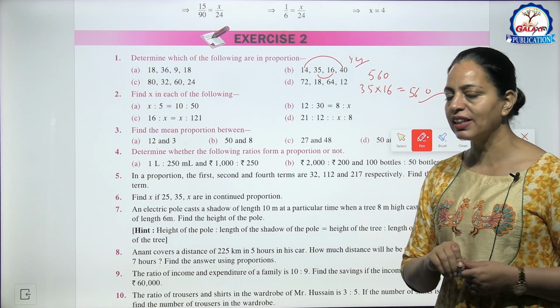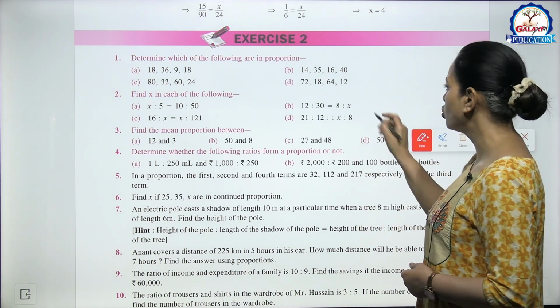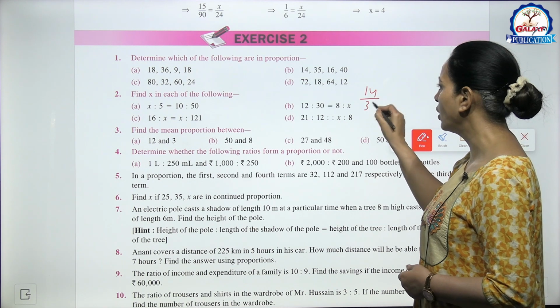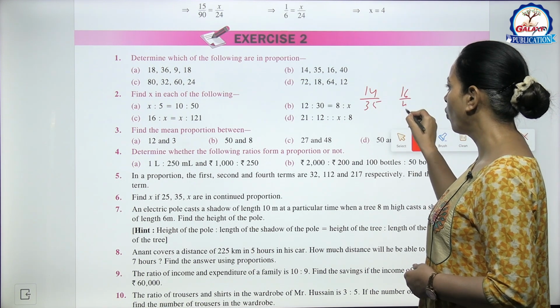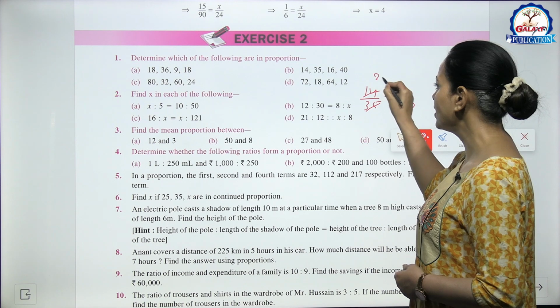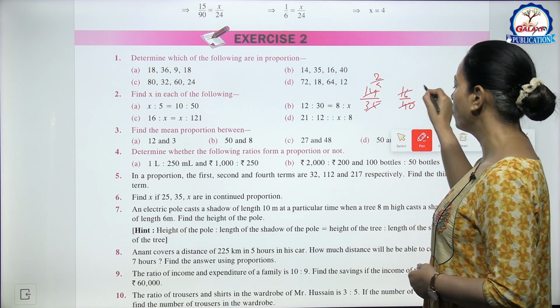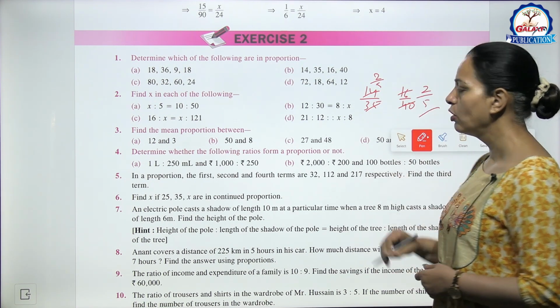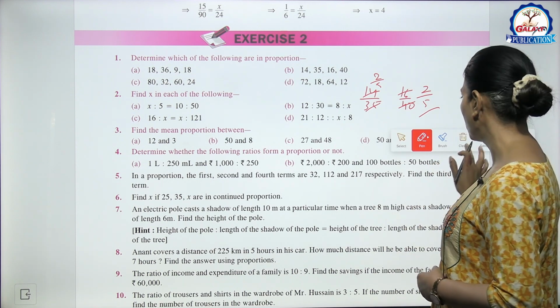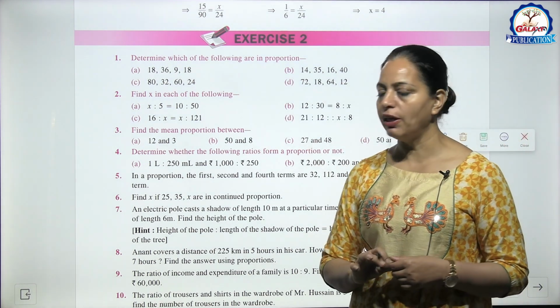Okay, आप ऐसे भी कर सकते हैं, and you can do by ratio way, like 14 is to 35, 16 is to 40. So 7 से cut, 2 is to 5, cut it by 8, 2 is to 5. So yes, they are in proportion, right? Similarly, you can try remaining parts.